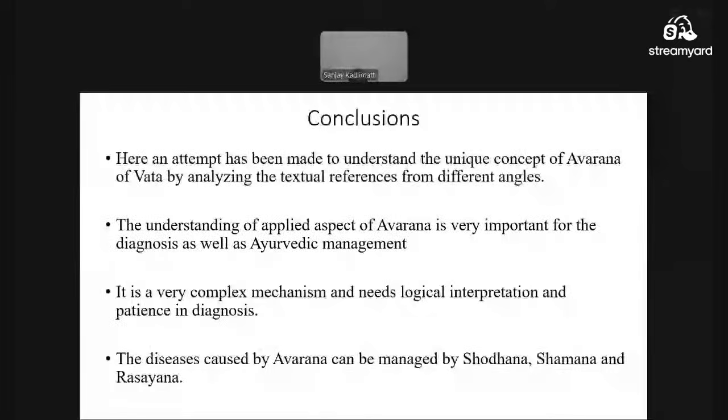And whatever the disease caused by Avarana, till now what we learned can be managed to some extent by Shodhana, Vamana, Virechana plus Shamana Chikitsa. Just like in Urustamba, no Shodhana, only Shamana, Rukshana, Shoshana, and Rasayana like Shilajatu and Guggulu. So, thank you very much.